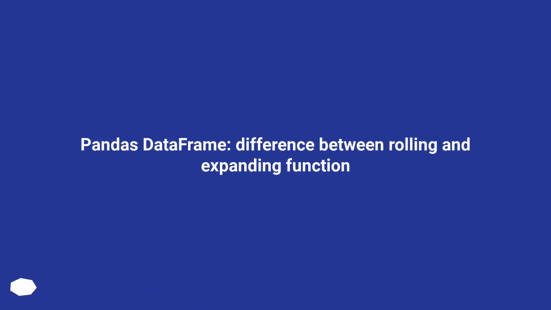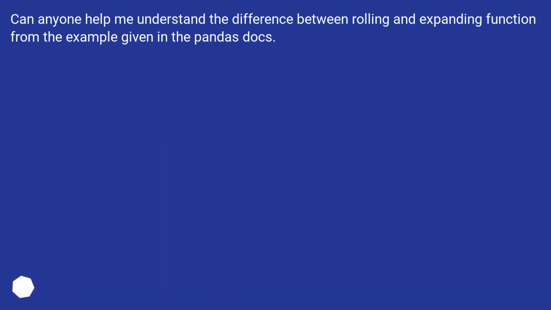Pandas DataFrame, difference between rolling and expanding function. Can anyone help me understand the difference between rolling and expanding function from the example given in the Pandas docs?